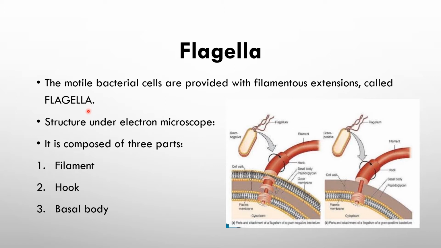And the structure under the electron microscope is composed of three parts. Number one is filament, number two is hook, and number three is basal body. As you can see in this image, we have the basal body, then there is a hook, and that is your filament. In detail we will discuss one by one.